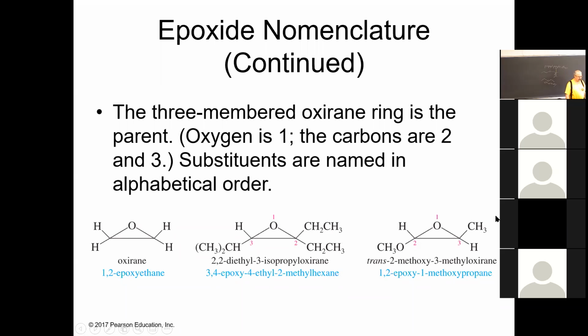Here's another one. This is trans-2-methoxy-3-methyloxirane, or 1,2-epoxy, this is position number 1 if we're doing it that way, 1-methoxypropane. Both names are correct. Both are IUPAC.